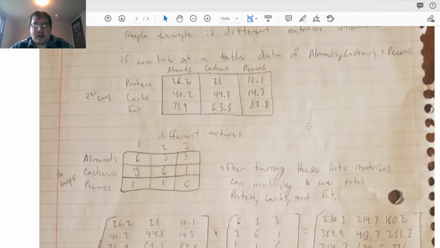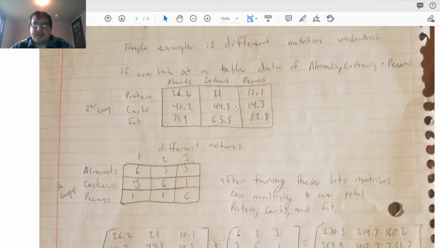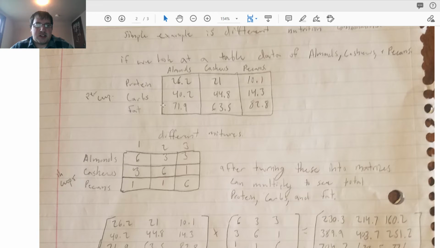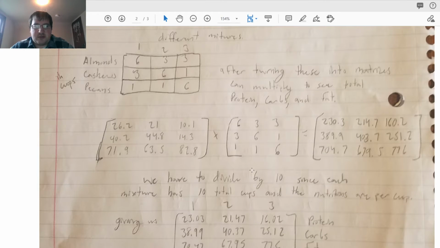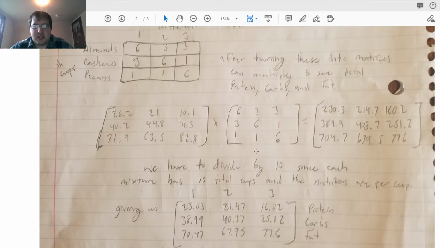So you have to be careful though, when you do multiplication, to look for some things that you might have to change at the end. So in this example, this is per cup. And as you can see in each mixture, we have 10 total cups. So you actually have to divide by 10 from all our outputs to get our total nutritional values.